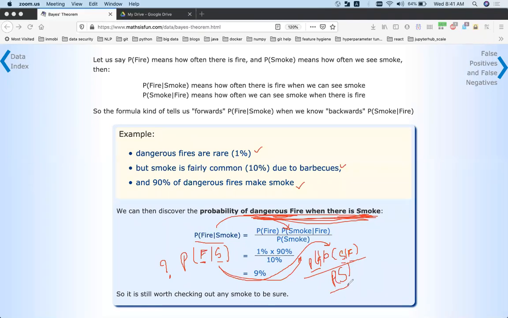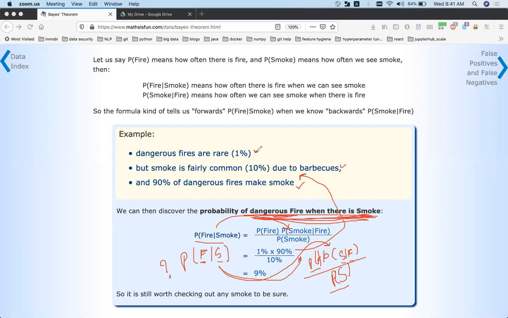Is this simpler to remember and understand? Yeah, it is simpler, but I'm confused with the 90%. How come smoke and fire is in the numerator? How come 90%? We are not taking 1% times 90% divided by 10% in the formula, right?